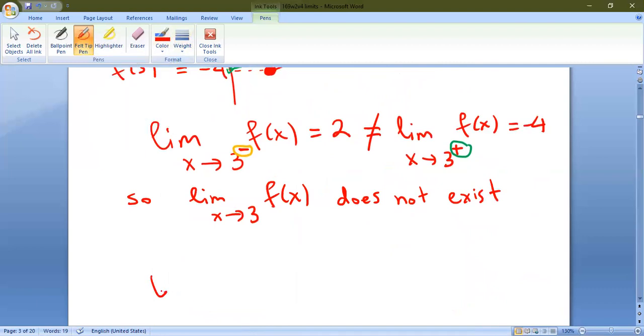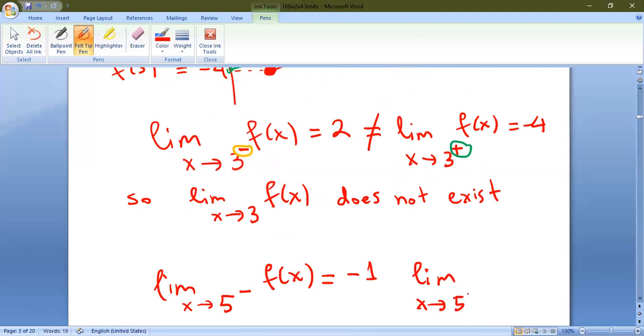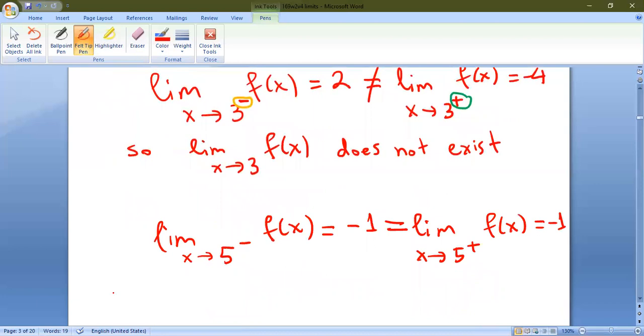So the limit of f as x approaches 5 from the left and right is -1. So then we say the limit exists and it's equal to minus 1.